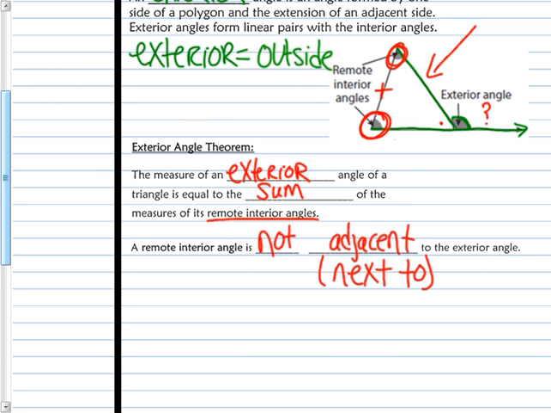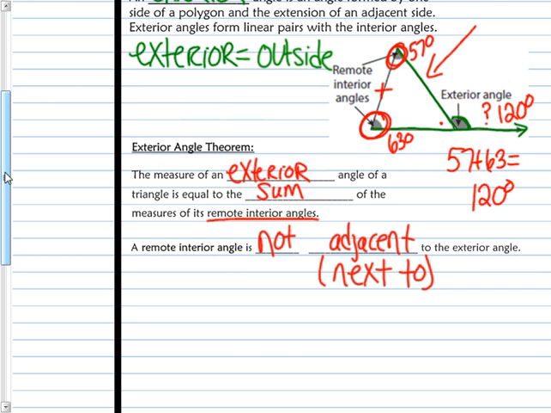So for example, if this angle was 57 degrees and this one was 63 degrees, add those up and you get 120. So 57 plus 63 equals 120 degrees. So this angle would be 120 degrees. That's an example.